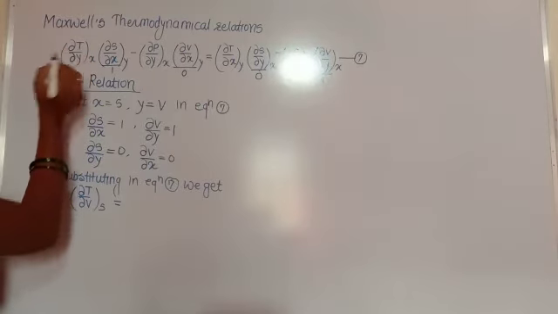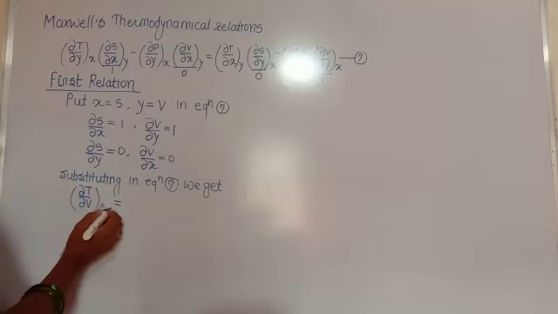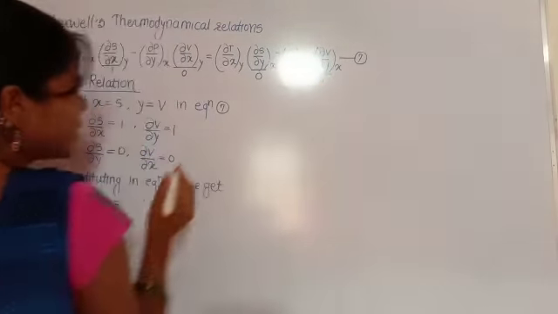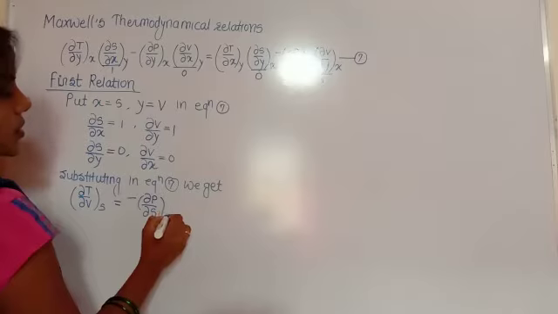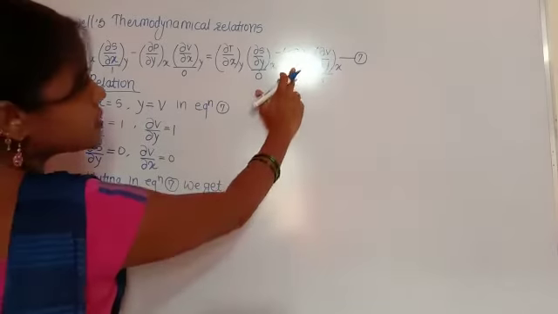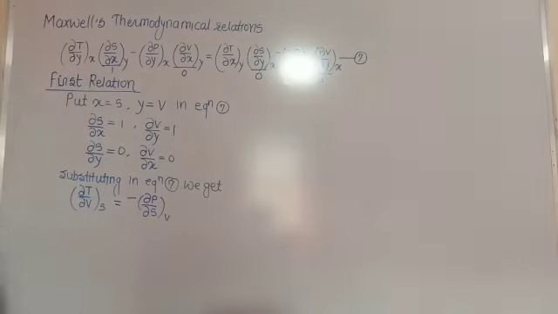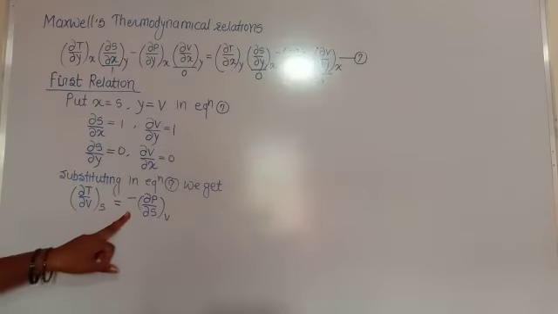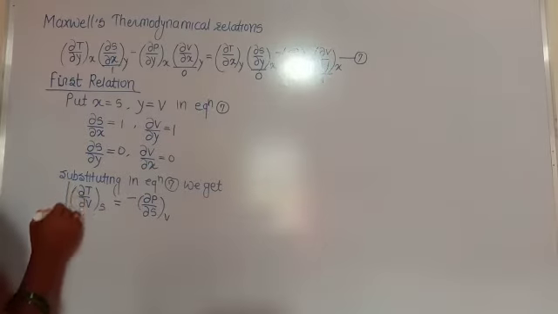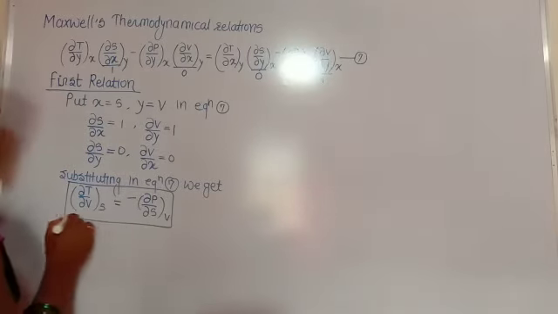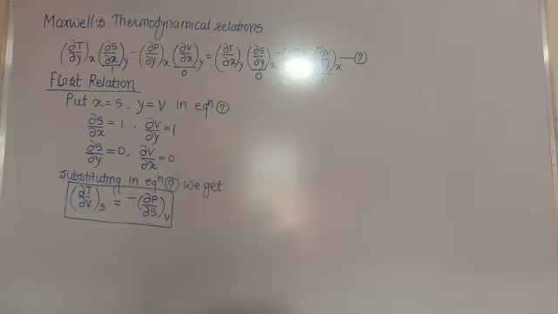So we get del T by del y, that is del T by del V at constant S, is equal to, and this term becomes 1, so we write minus del P by del S at constant V. So we get these two terms: del T by del V at constant S is equal to minus del P by del S at constant V. This is the Maxwell first equation, the relation between S and V. Then the second equation.